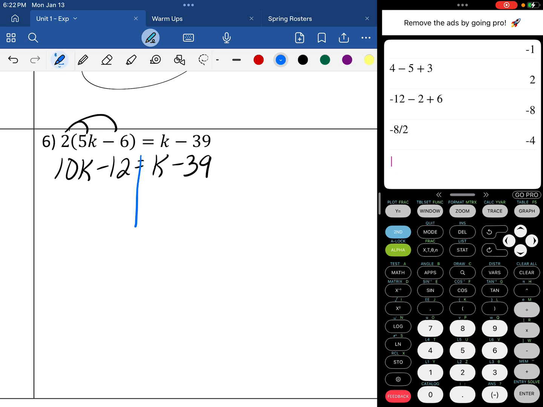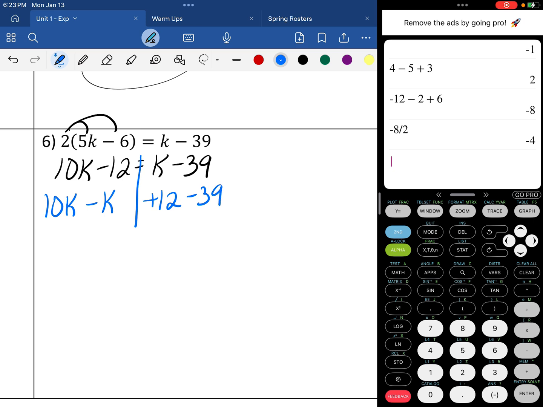So we are going to bring our 10k down because he's on the correct side. That 12, it's on the wrong side. So we got to slide him over and he becomes a positive 12. That single k, he's on the wrong side, so we got to take him over, and he becomes a negative k now. And then negative 39, he's on the correct side, so we drop him down.